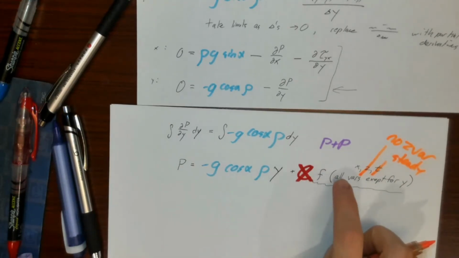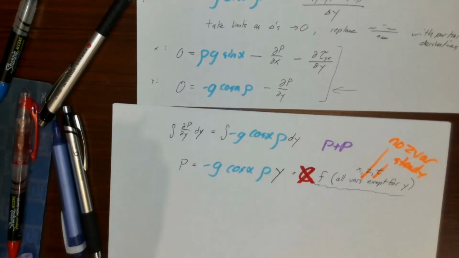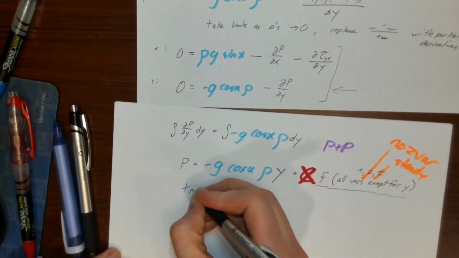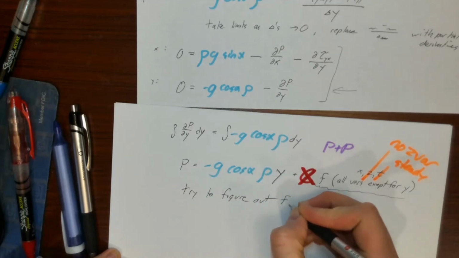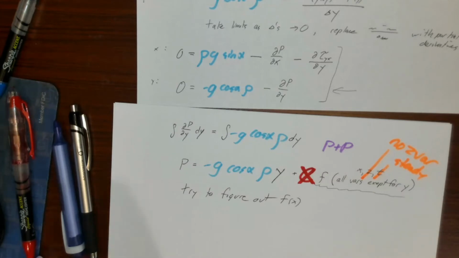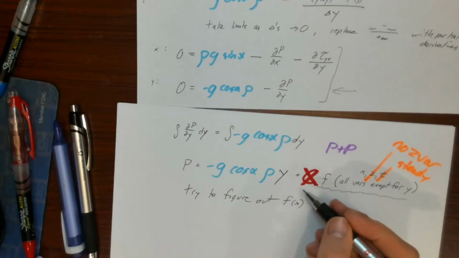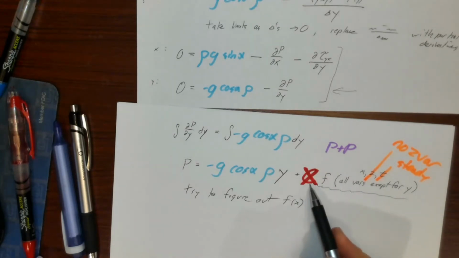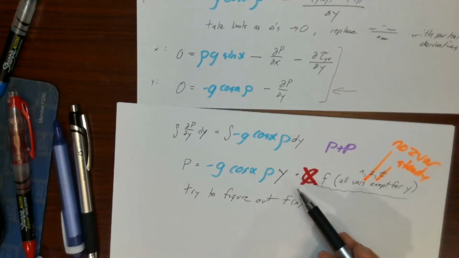It could be a function of x, z, and t. We concluded that it's not a function of z or t, but hypothetically it still could be a function of x. So let's try to figure out what this as of yet unknown function of x could be. When you integrate something and you get constants of integration, or in this case functions of integration, what information do we have to help us deal with this?